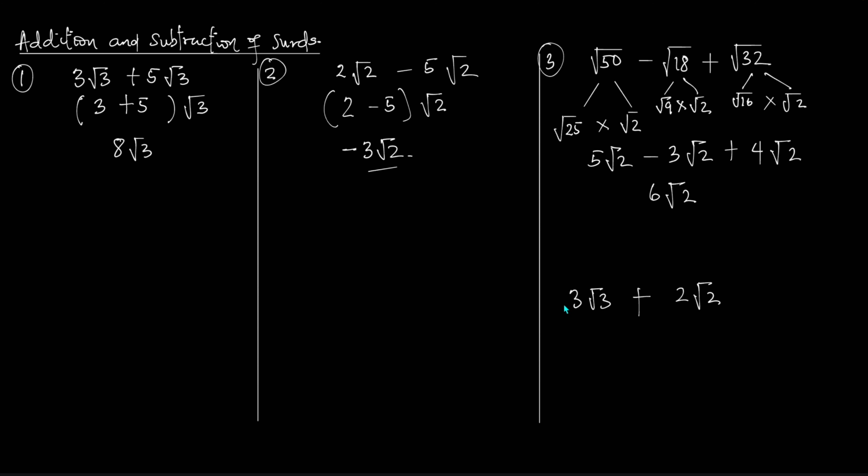Do not add the rational part of 3 root 3 plus 2 root 2. In this case, you cannot add the rational part of the surds together because the surds are not similar. They are different. They are not identical. It's more like saying you should take the square root of 2 as x and the square root of 3 as y. So you cannot add unlike terms.